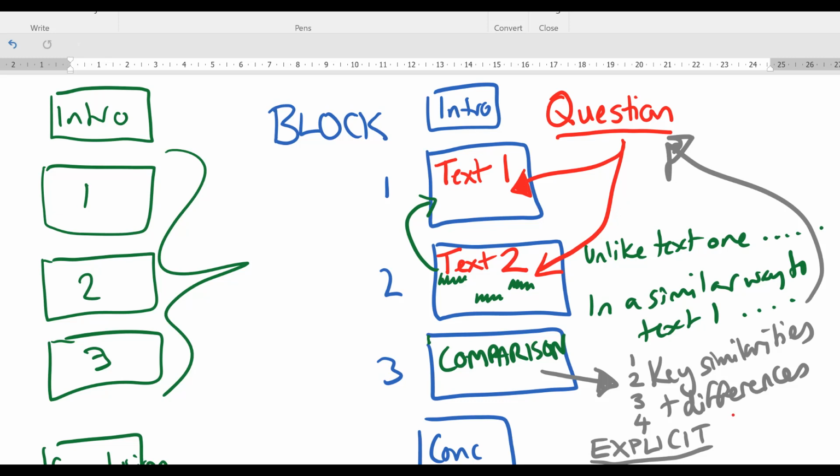You want to be thinking about things like more, less, those kinds of ideas, not just similar and different, but does one text place more emphasis on something than the other? Are there key features in one text that are absent in the other text or only barely touched upon? So you're really looking at key similarities and differences in sort of more depth in that last paragraph. So that's your block model.